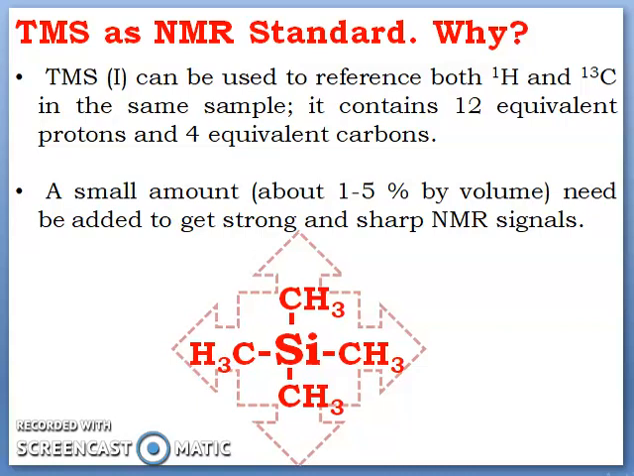And we know that the silicon is electropositive, which pushes the electron to the carbon, and carbon again is electropositive, which directs the electronic cloud to the protons. Thereby, all the 12 protons present in the tetramethylsilane is highly shielded, and hence it gives sharp and strong NMR signal.